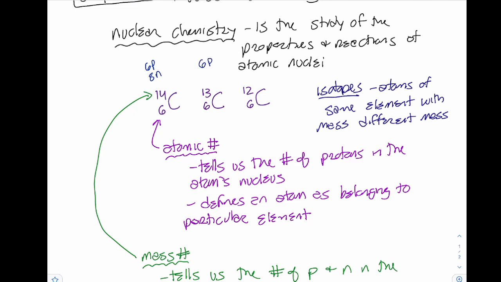Carbon 13, 6 protons, right? If it didn't have 6 protons, it wouldn't be carbon. 13 minus 6 is 7 neutrons. Carbon 12 has 6 protons again, because it's carbon, it has to be 6. And then 12 minus 6 gives me 6 neutrons.